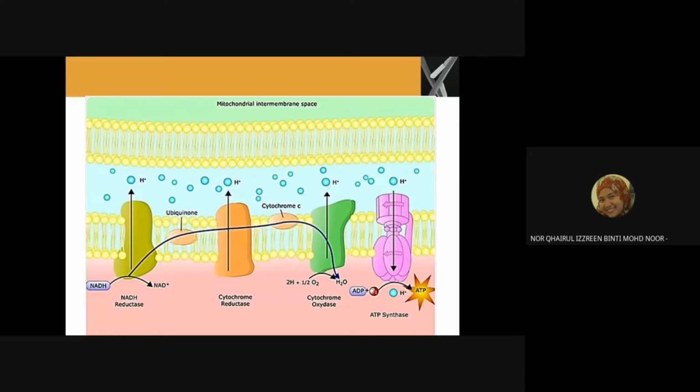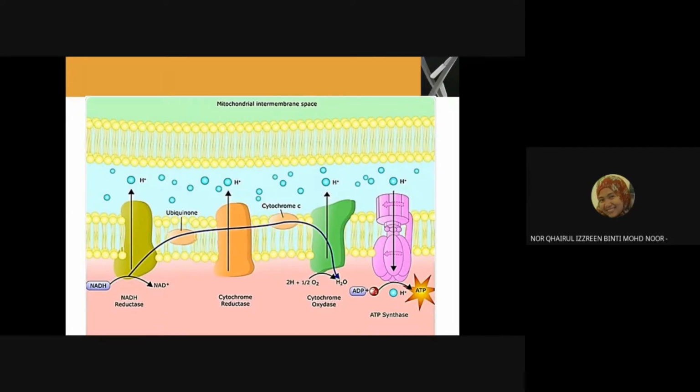You can look into it here: when we move electrons across from one complex to another complex, we pump hydrogen ions from the mitochondrial matrix to the intermembrane space. There will be a lot of hydrogen ions here. When one electron is transported, in complex 1, 4 hydrogen ions are pumped; in complex 2, no pumping, later on we'll see; in complex 3, 4 hydrogen ions; and in complex 4, 2 hydrogen ions being pumped. So there will be a lot of protons here.